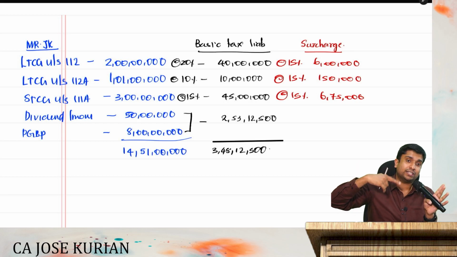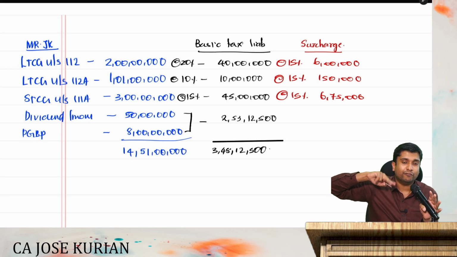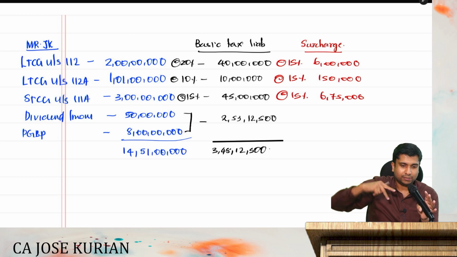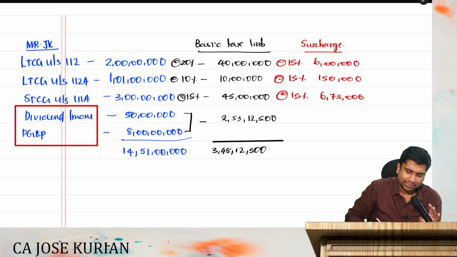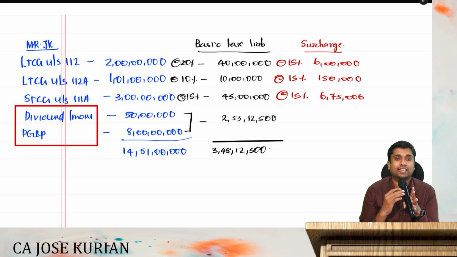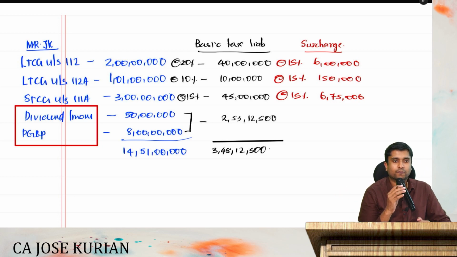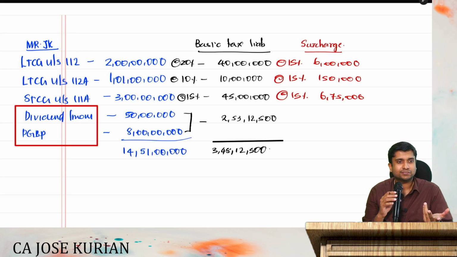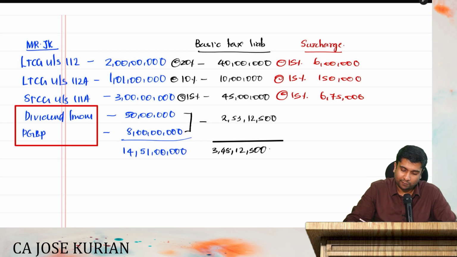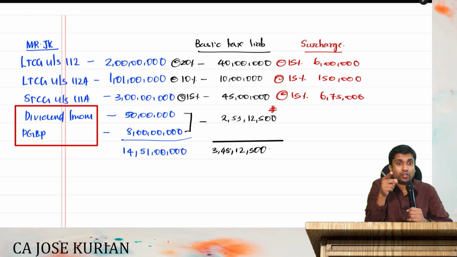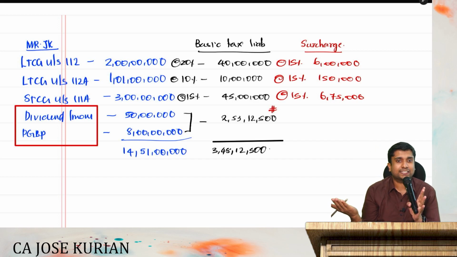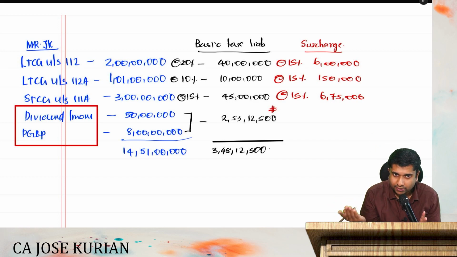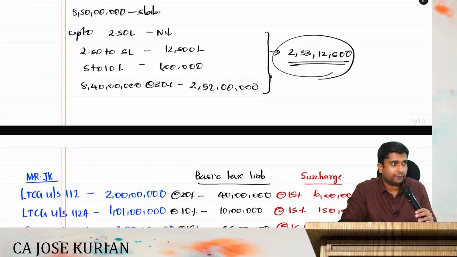This problem is not there for long-term capital gain and short-term capital gain. Why? Because there was a flat rate of tax. But both dividend and PGBP fall on slab. We don't know the exact bifurcated basic tax liability. So what to do? Proportionate. How to proportionate? Your total basic tax liability is 253,12,500. Out of that, how much is your dividend income, and how much is your PGBP income? You proportionate the basic tax liability. Are you all with me? So let's proportionate it by way of a working note.